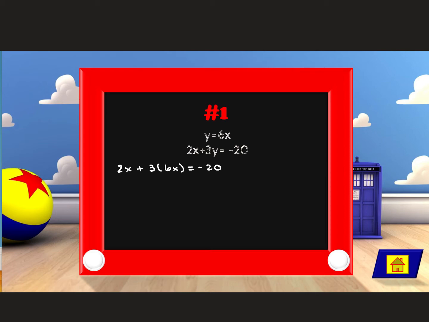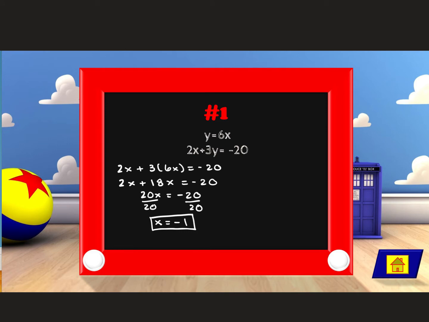All right, so I'm going to multiply. I have 2x plus 18x equals negative 20. Here I can combine like terms. That leaves me with one variable, so I'm working just with x right now. 2x plus 18x gives me 20x, which is equal to negative 20. Divide both sides by 20, and I get x is equal to negative 1.